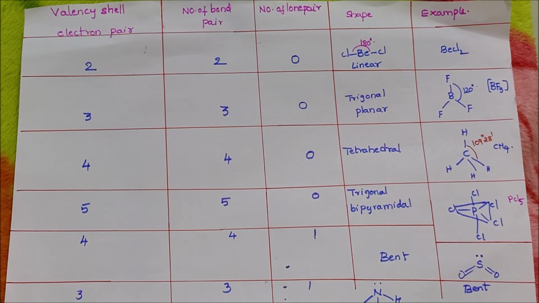Here the valence shell contains 5 electron pairs. The number of bond pairs is 5 and there are no lone pair electrons. The shape of the molecule is trigonal bipyramidal. The best example is PCl5. In PCl5, the central atom is phosphorus. It bonds with 5 chlorine atoms arranged in a trigonal bipyramidal shape. There are no lone pairs, so the repulsions are only bond pair and bond pair. So it gives a perfect geometry of the molecule.